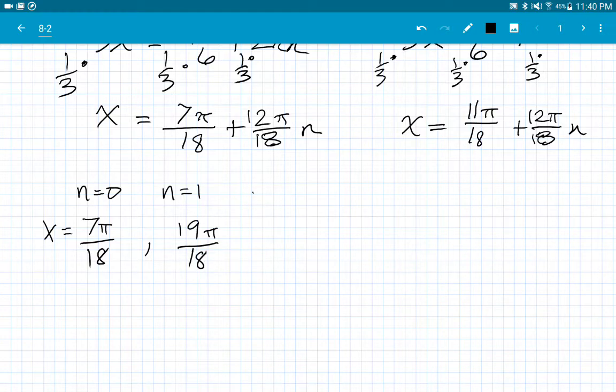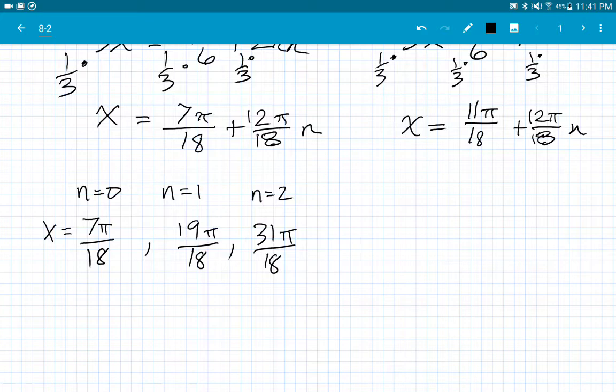If we wrap around again, we say n is 2, then we get 24 pi over 18. 24 and 7 will give us our 31 pi over 18. How far are we going to go?